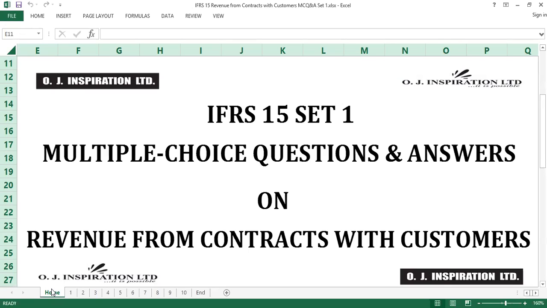It is dedicated to providing complementary and supplementary education on International Financial Reporting Standards, IFRS, through a multiple choice question and answer approach. It is intended to make learning or intellectual assurance fun. In this session, we shall be considering 10 questions of set 1 to which the answers have been provided on IFRS 15. This is the standard on revenue from contracts with customers.